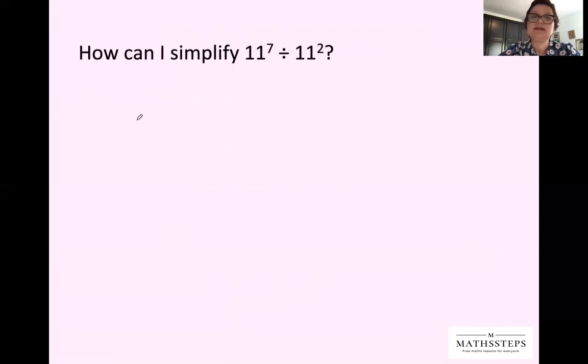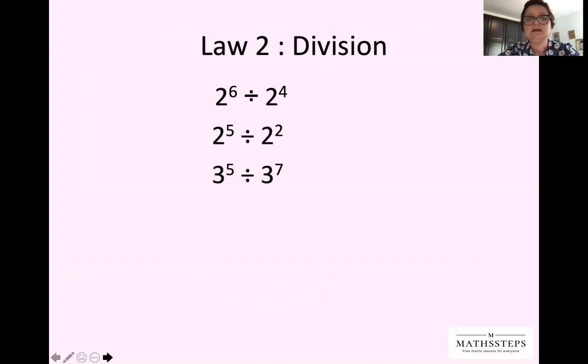Next question. 11 to the power of 7 divided by 11 to the power of 2, and you can do this straight away. The answer is going to be 11 to the power of 5, because 7 take away 2 is 5. And here, the answer for the first one is 6 take away 4, answer is going to be 2 to the power of 2. Next one, 2 to the power of 3, and the last one is 3 to the power of 5 divided by 3 to the power of 7. So 5 take away 7, and the answer is 3 to the power of minus 2. Right.